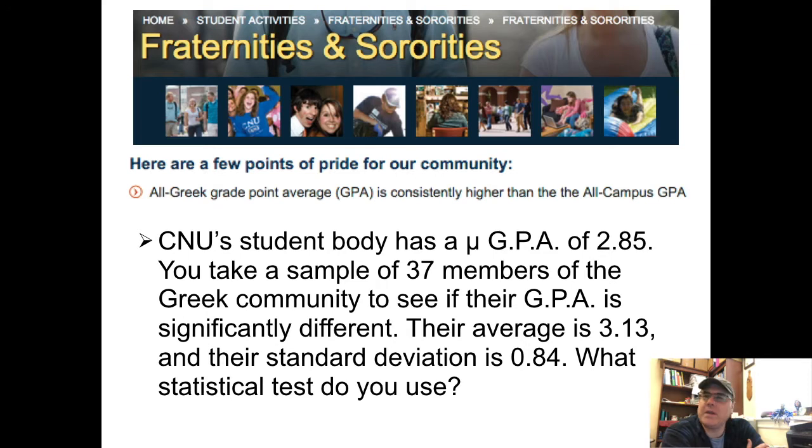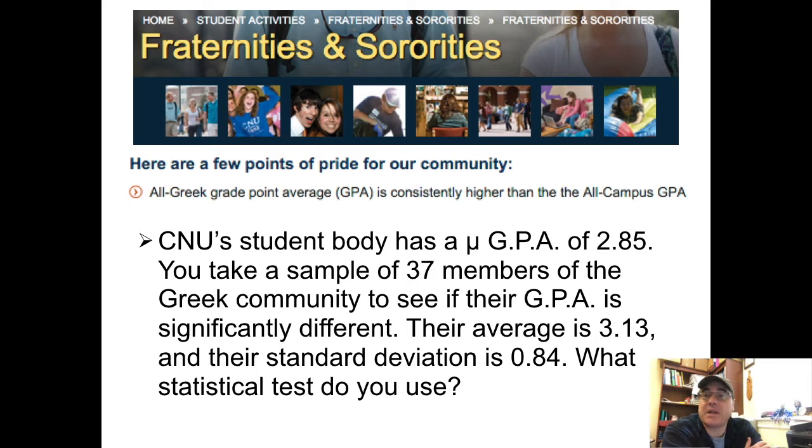First off here, the Greek community is always claiming that their GPA is great in an effort to demonstrate that joining the Greek community raises your GPA. Not necessarily the case, and here's why. There's a selection bias. For one, if you don't have a high enough GPA, you're automatically kicked out of the Greek data set, whereas if you are on campus and you don't have such a GPA, you don't get to go anywhere. You're still part of the mean.